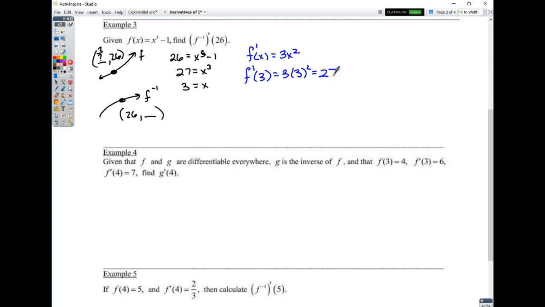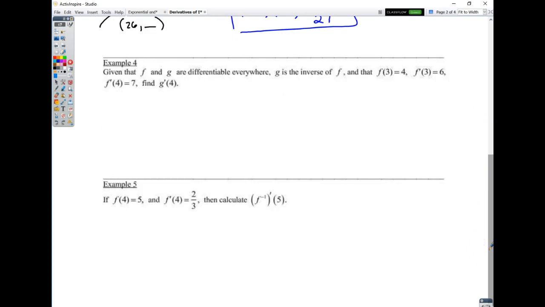If f prime of 3 is 27, what that tells me is that the derivative of the inverse at 26 is equal to the reciprocal of the derivative at the point that correlates with it on f. At f, this was 3, 26, so the derivative at 3 was 27. 1/27 is my answer. So what you do is you almost turn the problem from the inverse into an f of x problem. You do the regular f of x problem like you would any other problem, and then when you go back to the actual question, you simply take the reciprocal.